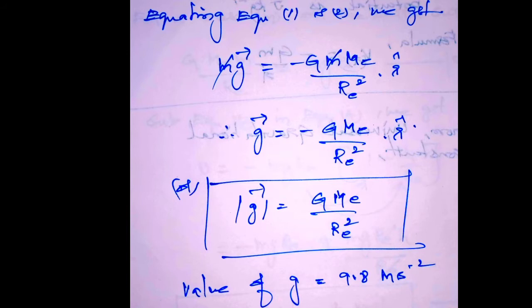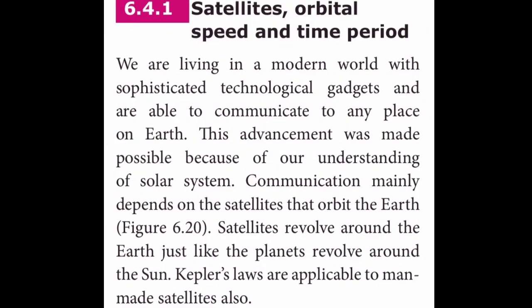If we know the universal gravitational constant, the mass of the earth and the radius of the earth, we get the value of small g equal to 9.8 meter per second square. So this is the value of acceleration due to gravity of the earth. Okay, this is a very important value. And next we are going to discuss satellites, orbital speed and time period.